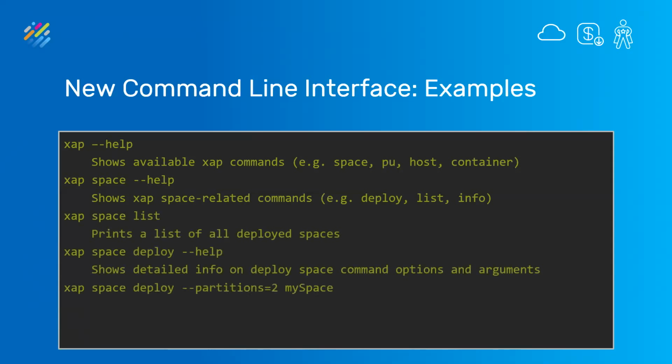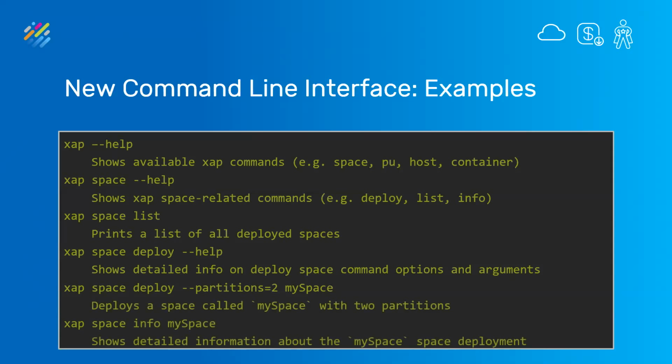Let's say I want to deploy a space called MySpace with 2 partitions. As you can see, it's a pretty straightforward command. I can learn that from the zap space deploy help command. And then I want to see more information about the space I just deployed. I can type zap space info MySpace. This will print detailed information like JVM statistics, replication, data, etc. about the space I've just deployed. Of course, again, this is just a sample. It's very easy to experiment with this CLI interactively. And on top of that, we have online documentation, which shows all the commands and their various options.